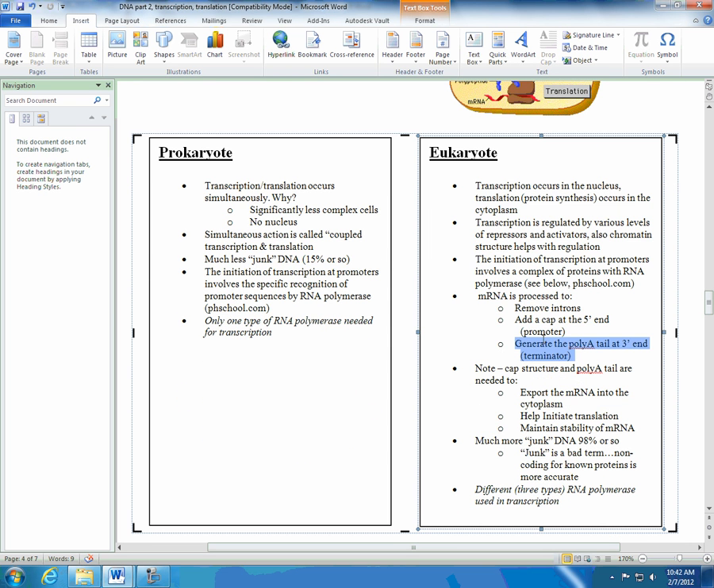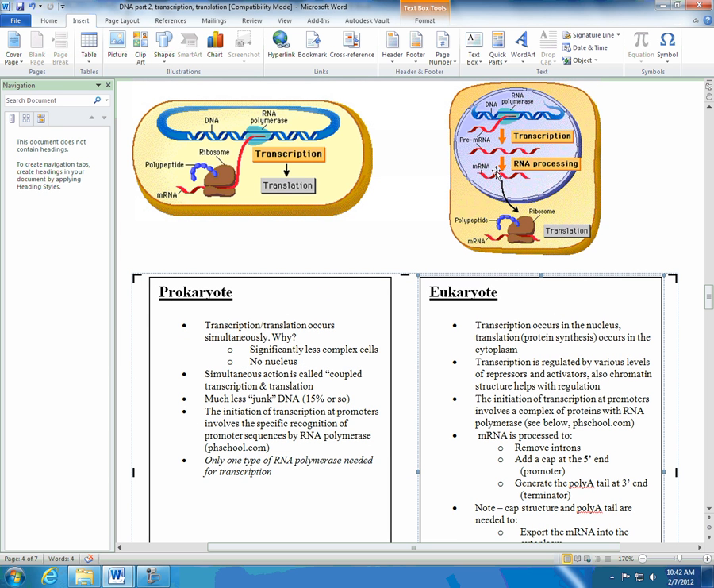And let's see, cap structure, poly A, and why they have them there. You need that to export mRNA into cytoplasm. You need the cap to help initiate. You need the poly A. Well, actually, both of them really are needed also for the stability of mRNA. You don't want something that's going to be basically chemically falling apart as it's going through this process.